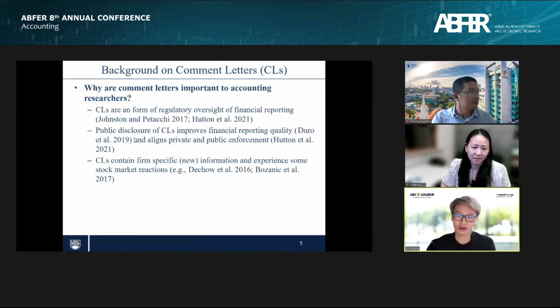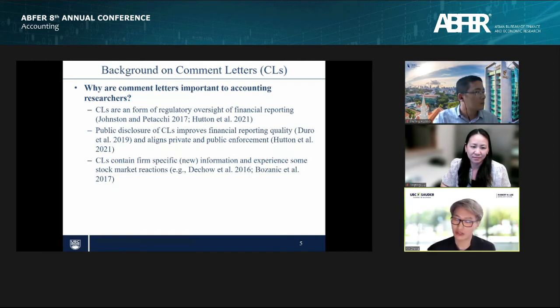So why are comment letters important in accounting? As we see in the past few years, there has been an emerging literature on comment letters, looking at various aspects of comment letters. I think initially, when Cassell et al. published their paper, the hurdle they were facing is why comment letters were important. Because comment letters are actually a form of regulatory oversight of financial reporting that the SEC exercises.